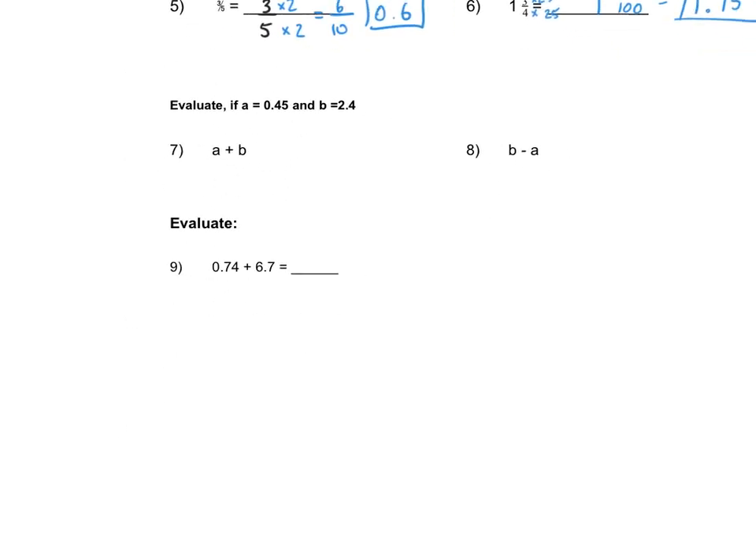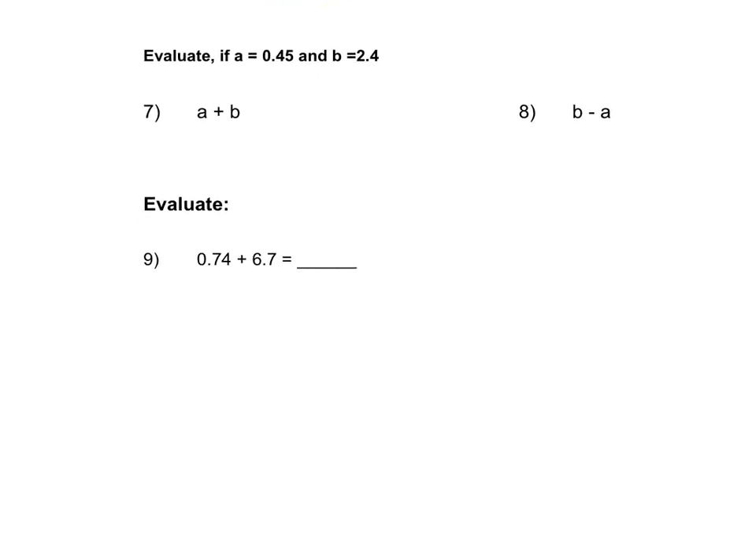Okay, my next section here, so I needed to plug in. So I'm going to plug in A is 0.45 and B is 2.4. So remember, I'm going to line those up with my decimal. And then I'm going to add a 0 as my placeholder spot there. Now I'm just going to go ahead and add, and I get 2.85.